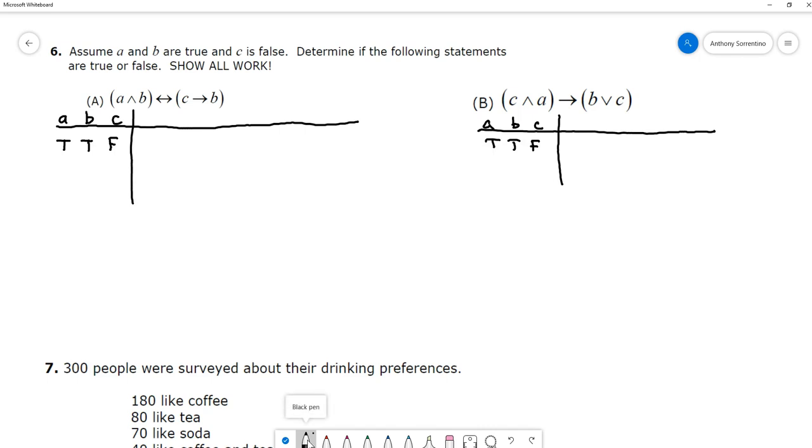So in A, I want to look at A and B. For A and B to be true, both A and B together have to be true at the same time, which is the case. So we have this. Now under the next parenthesis, I'm going to look at, okay, if C, then B. The only way for this to be true is if C is true and B is also true, or if C is just false. C happens to be false, so this is a true statement.